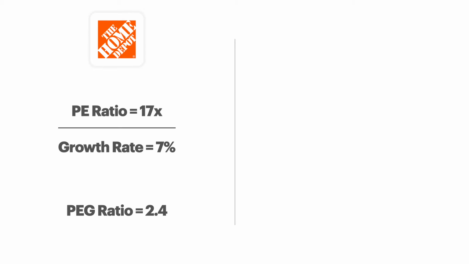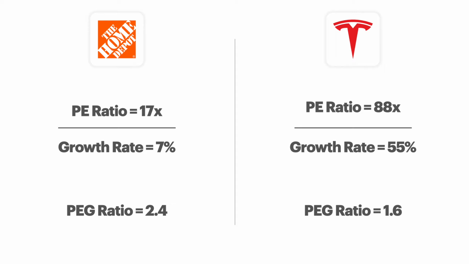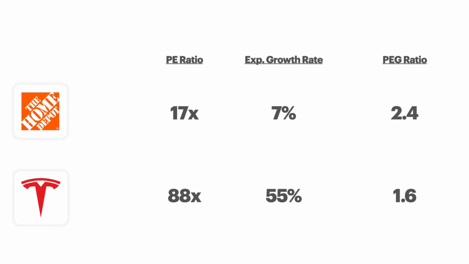On the right, we have Tesla. Tesla has a PE of 88, which is extraordinarily high when compared to the market average. But analysts expect Tesla to grow 55% each year for the next 5 years. This makes Tesla's PEG ratio 1.6. So when you compare the PE ratios of Home Depot and Tesla, Tesla does appear extremely expensive. But once you factor in expected growth, Tesla's valuation begins to make more sense.